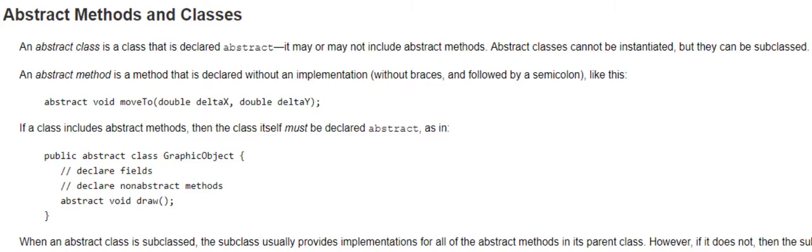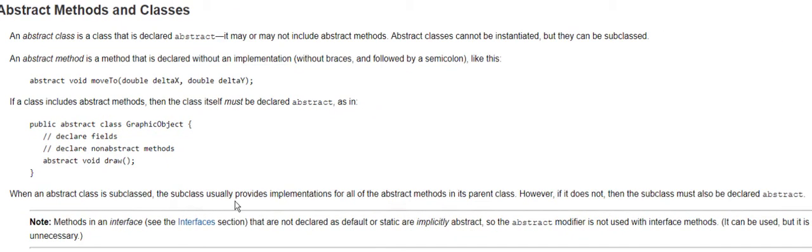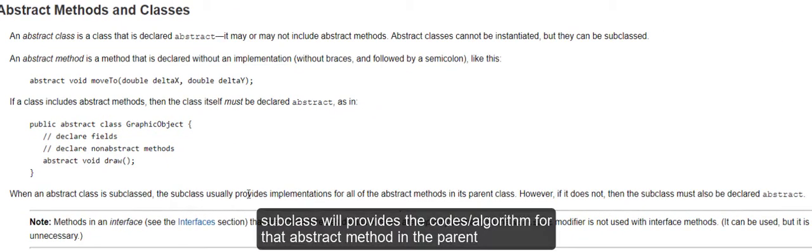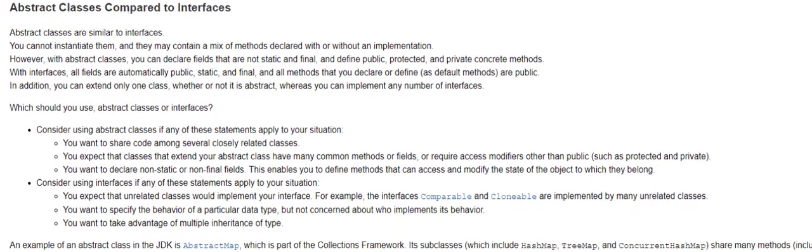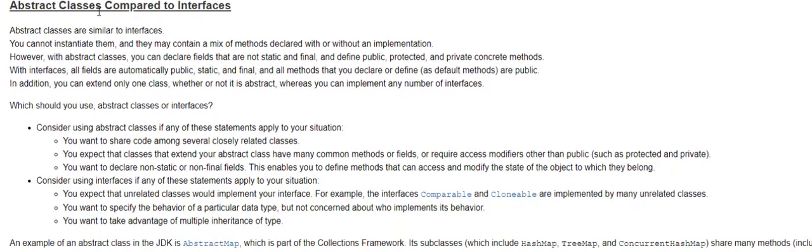When an abstract class is subclassed, the subclass usually provides an implementation of the abstract methods in the parent class. However, if it does not, then the subclass must be declared as abstract. So let's look at abstract class compared to interface. What's the difference between abstract class and interface?